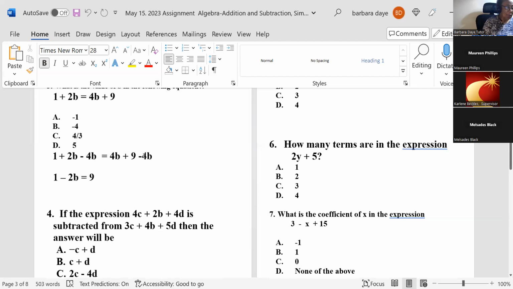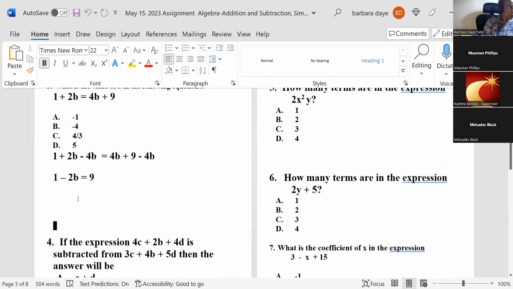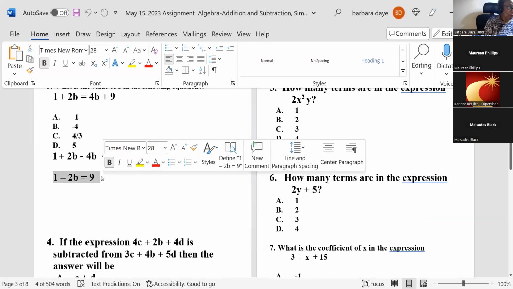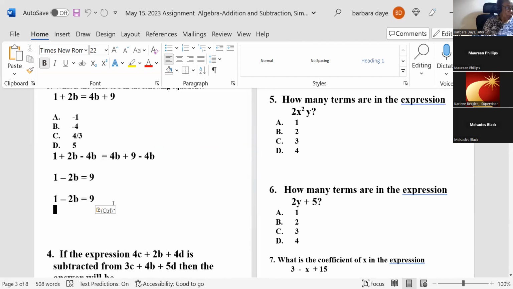Now, what do you do to get that 1 with the 9, Maureen? Subtract both sides. Subtract what? The 1 and the 9. Not the 2B. You mean you subtract the 1 from both sides? Right, and put it on the side with the 9. Okay, let's just do that. On the left side, minus 1, and on the right side, minus 1.